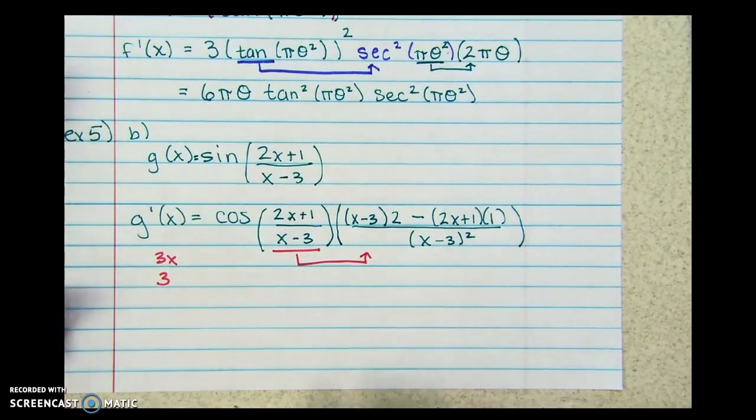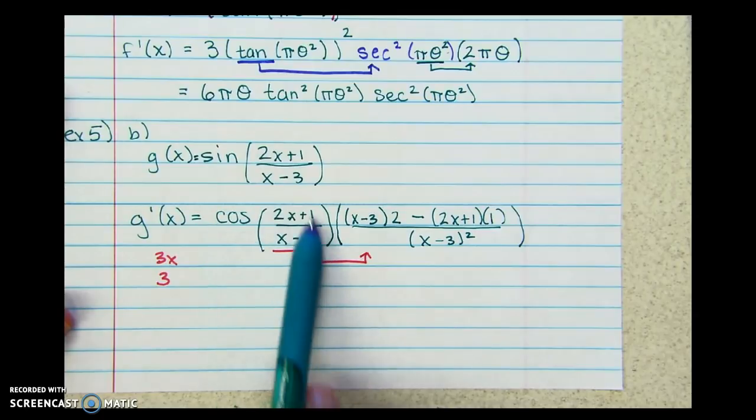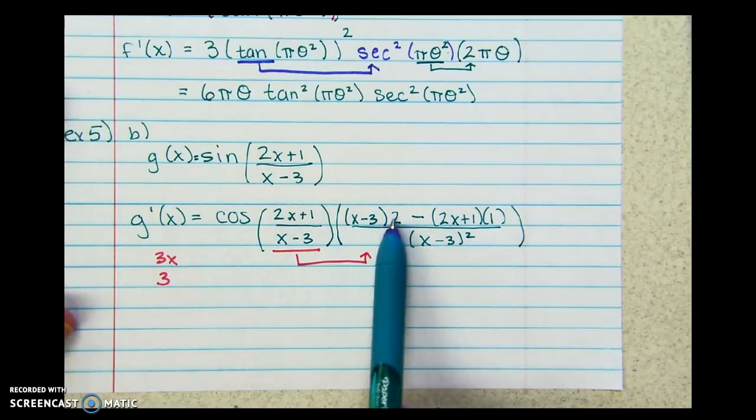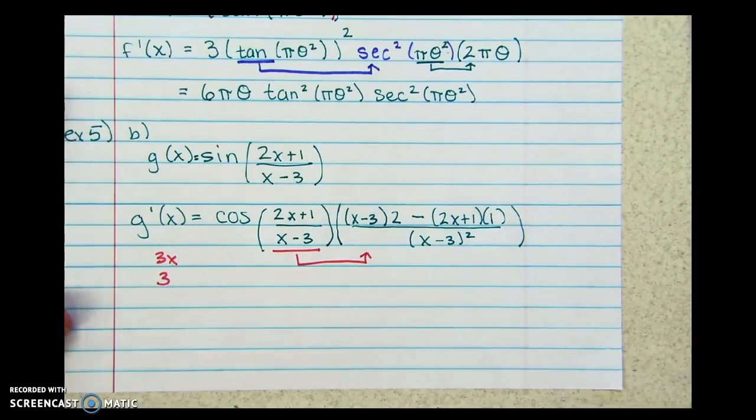Okay, with 1 minute left, you cannot touch this. Cosine of this stays like that. The only thing we can do is distribute and combine like terms in the numerator.